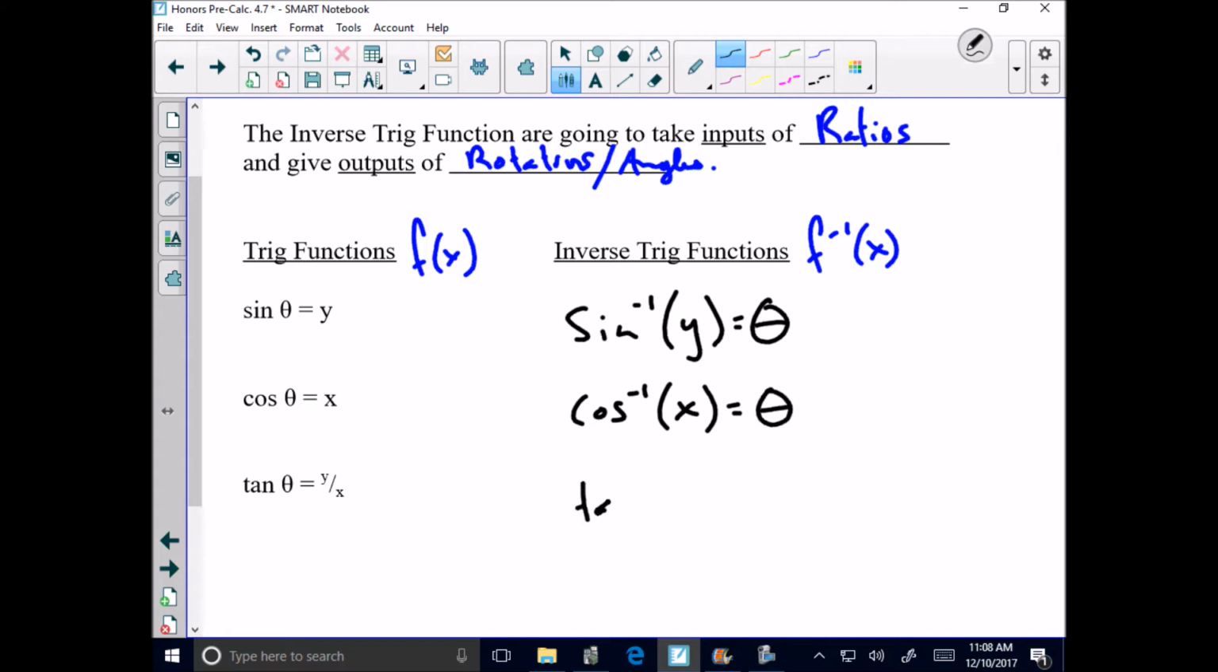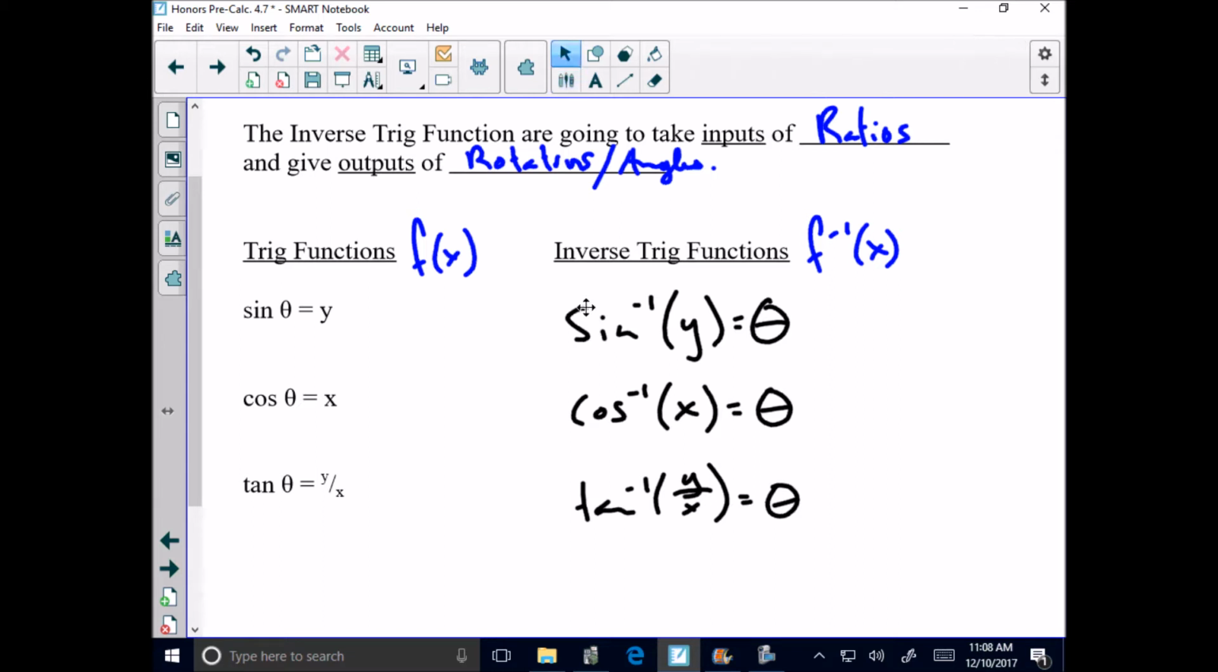And inverse tan is going to take as its input the ratio, which we would define as the y value divided by the x value on the perimeter of the unit circle, and give us as its output the rotation where that y value and x value occur as an ordered pair.